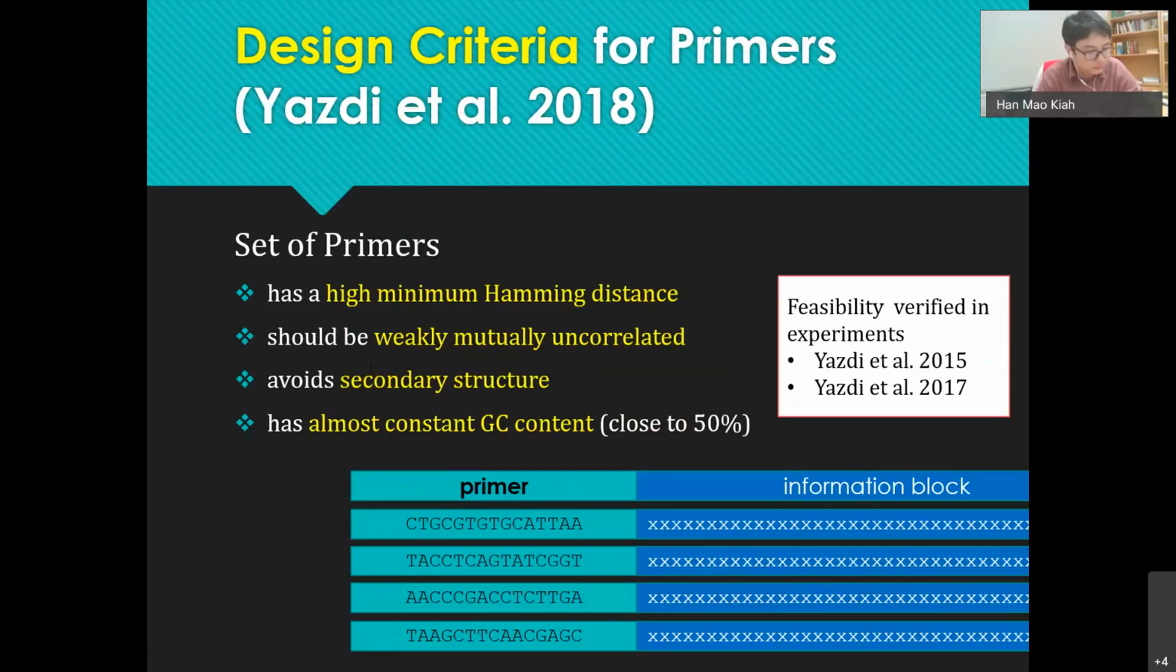Is the primer sequence expected to be a function of the information block? No. But the information block will be encoded based on the primer sequences also. This part of the encoding I won't be describing in this talk. We have a separate work on how to encode the information blocks based on these primer sequences. Do I answer your question?